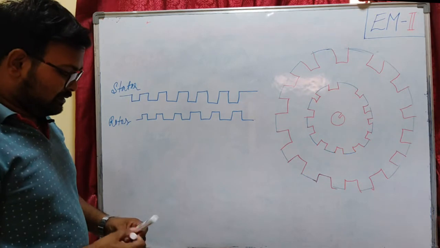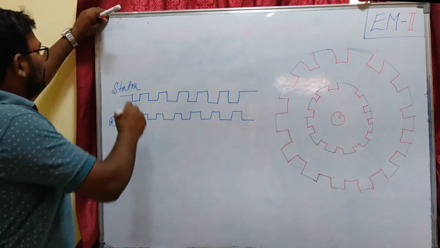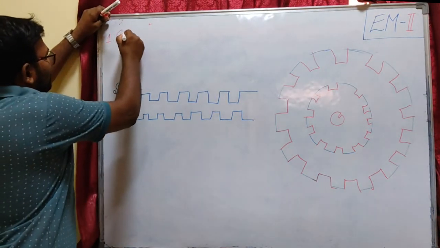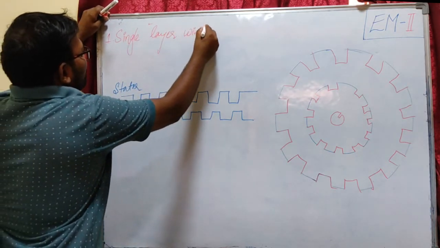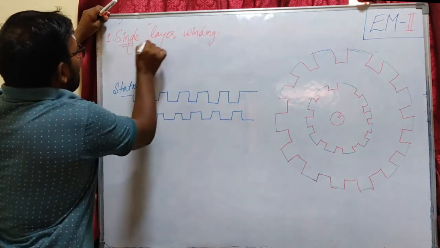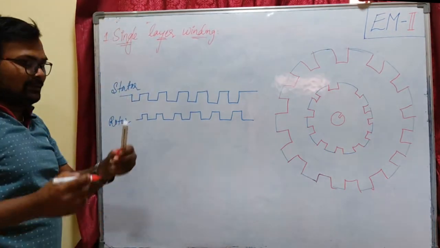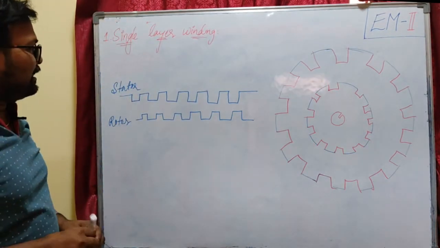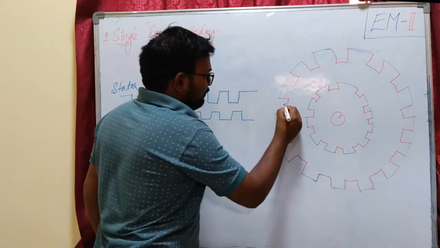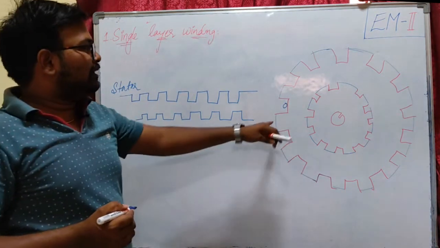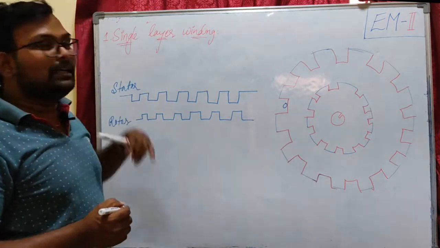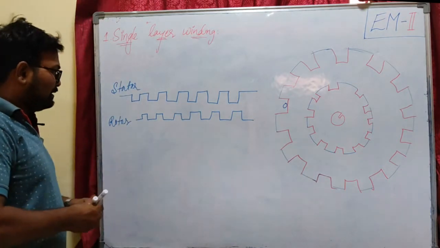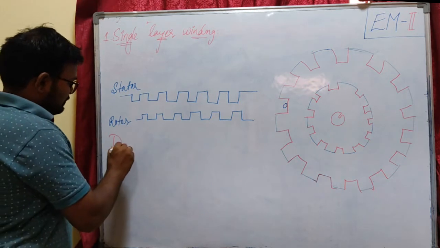For that, now I am going to tell you what is single layer winding. The name itself indicates that there is one layer. If I keep one layer in one slot, this type of winding is called single layer winding. Then what is double layer winding?